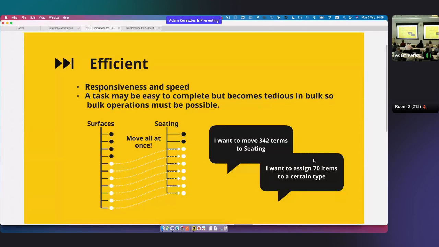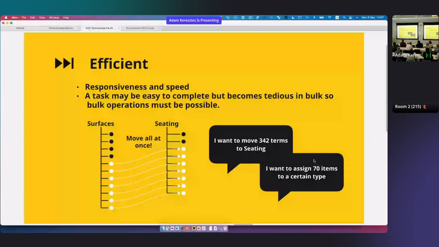And we just talked about, for example, moving benches from surfaces to seating, right? It's a fairly simple task, but it gives another dimension if you want to actually do this in bulk. What do you do when you need to move 342 terms from one place to another, or assign 70 items to a certain type? How does the tool work then? It's fairly easy to do it once, but if you have to do that easy task, no matter how easy it is, if you need to do that 342 times, it's not going to work.